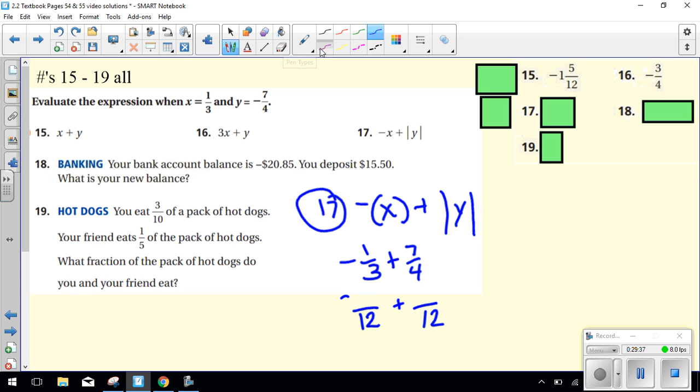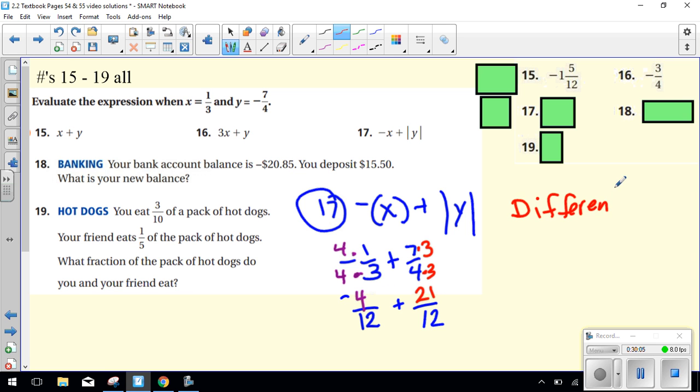We bring this negative down. So we know that 3 times 4 gets us to 12. So 1 times 4 is 4. So we have negative 4/12. And on the other side, 4 times 3 gets me to 12. So I multiply the numerator by the same number. 7 times 3 is 21. So taking a look at this problem in here, we see that the signs are different in addition.